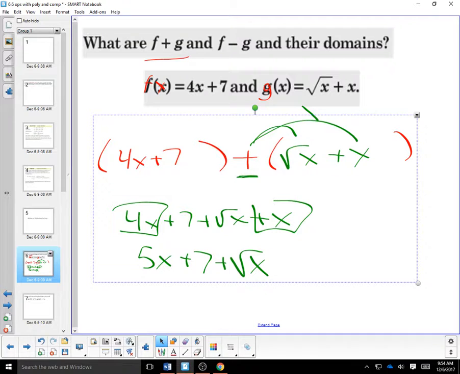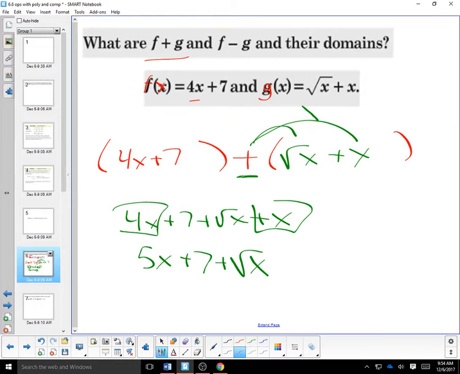You have to make sure that you change it. Well, it said do f plus g. So all I did was plug in f in here, which is this piece, 4x plus 7, that was in there. And then it said plus g. G, which is this piece, just went inside of there. That's it. And then add them.